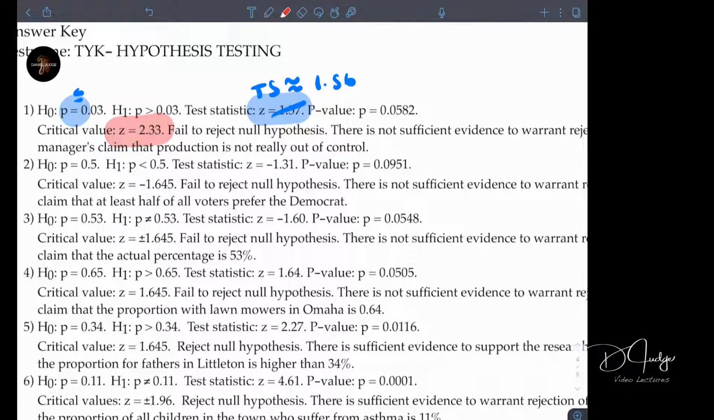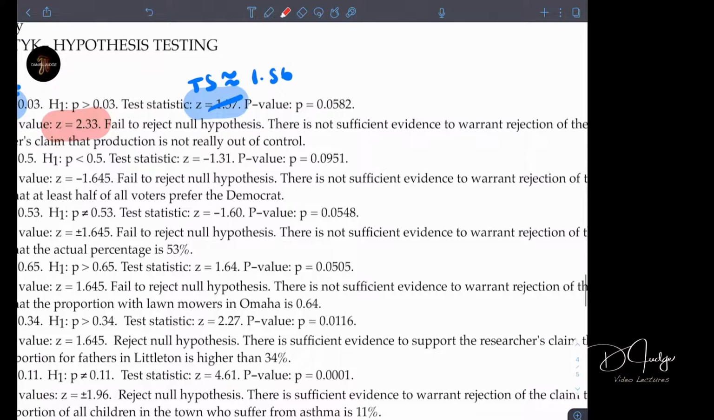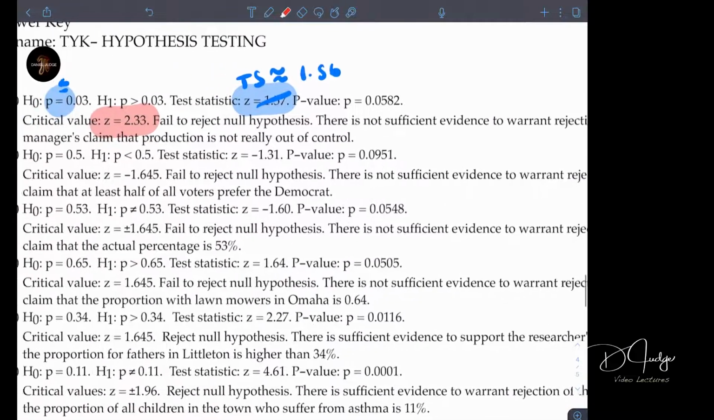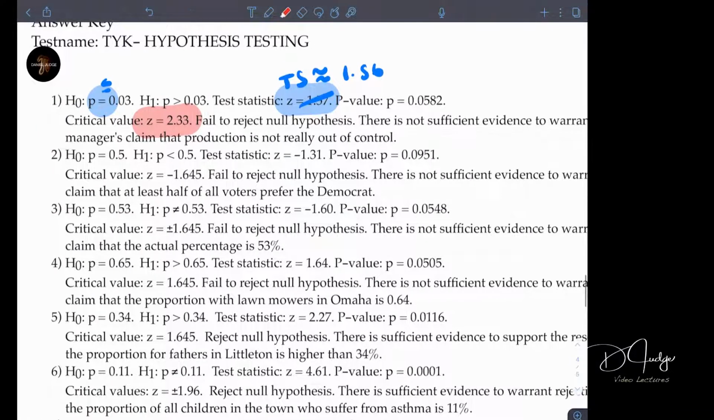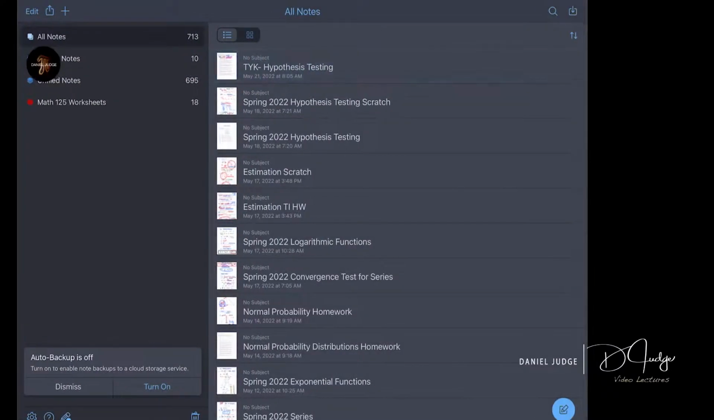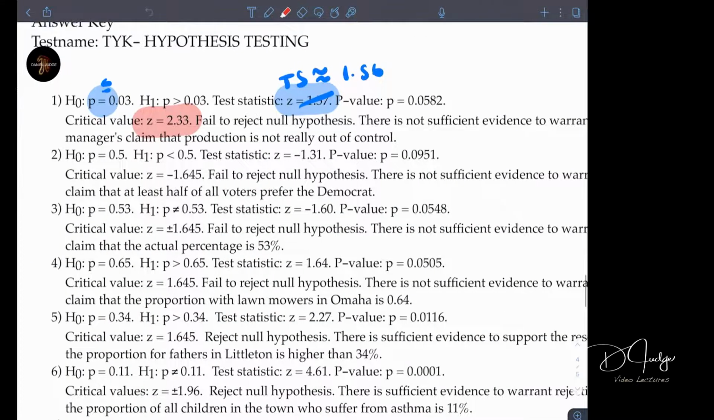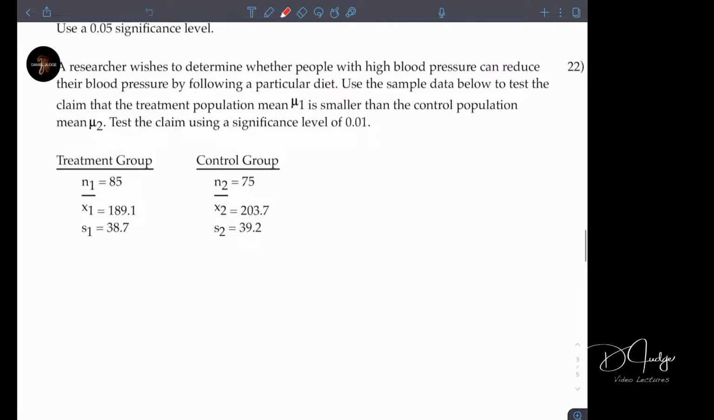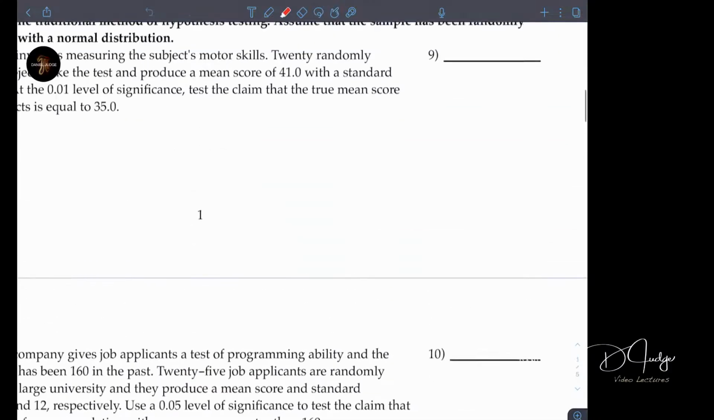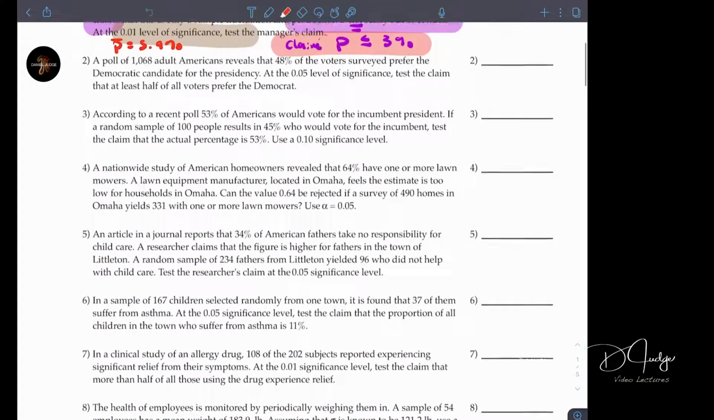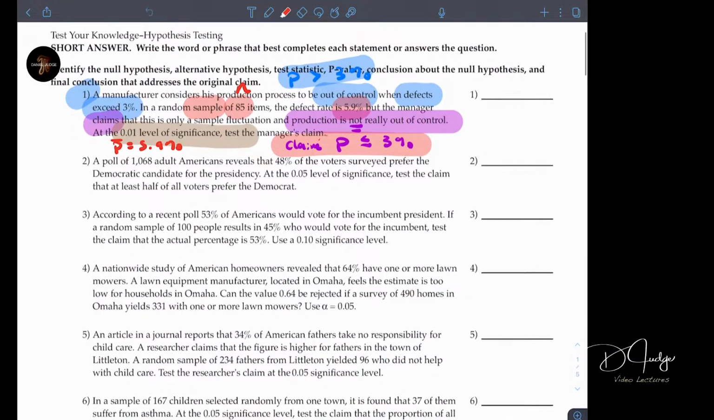Okay. Well, what does this mean? There is not sufficient evidence to warrant rejection of the manager's claim that production is out of control. So let's go back and discuss what we have here in our situation. To make a long story short, this is why Mr. Judge is going through this with you. Remember, the manager is making this particular claim here.